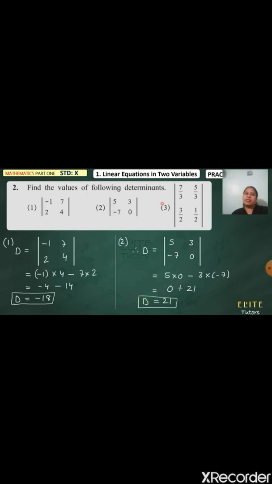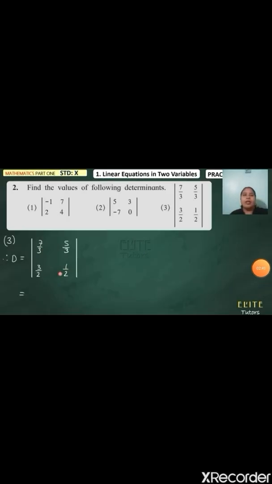Similarly, we have done the second sum. Now, the third one is also similar, but the only difference is it has fractions. So I am going to solve it for you. Third sum: determinant is equal to 7 upon 3, 3 upon 2, 5 upon 3, 1 upon 2. Now as you know, you have to diagonally multiply it. So multiply 7 upon 3 into 1 upon 2 minus 5 upon 3 into 3 upon 2. Now fraction multiplication, I hope you know, numerator with numerator and denominator with denominator. So 7 ones are 7, 3 twos are 6.